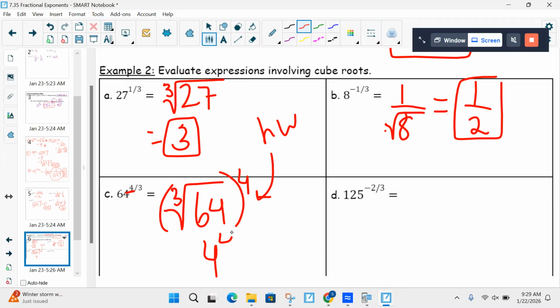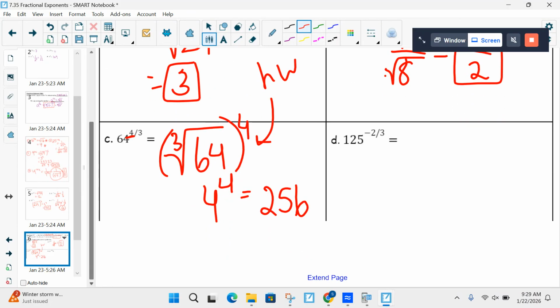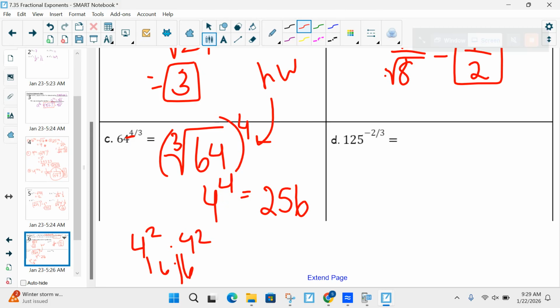So you do inside the parentheses first. What's the cube root of 64? 4. And then you do 4 to the 4th power. Well, 4 to the 4th power would be 64 times another 4. You have to calculate. It's also 4 squared times 4 squared, which is 16 times 16, and 16 squared is 256.